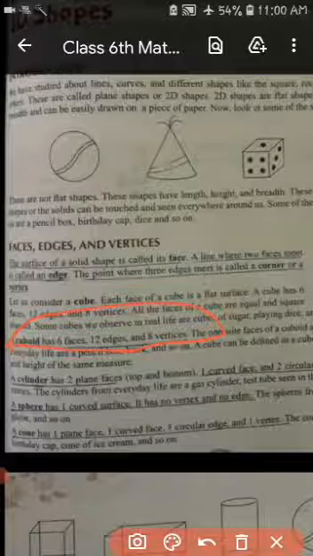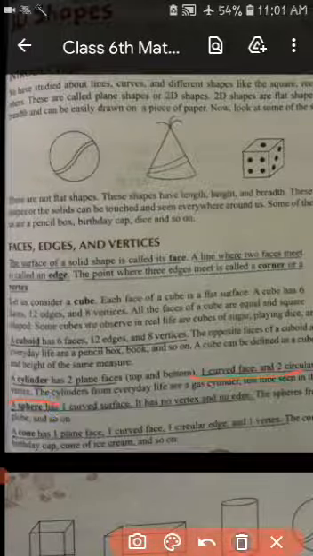Look here. Vertices are the corner points. First vertex, second, third, fourth, fifth, sixth, seventh. Now, how many vertices? 8 vertices, 12 edges, and 6 faces. Okay. Now a cuboid is the same way: 6 faces, 12 edges, and 8 vertices.